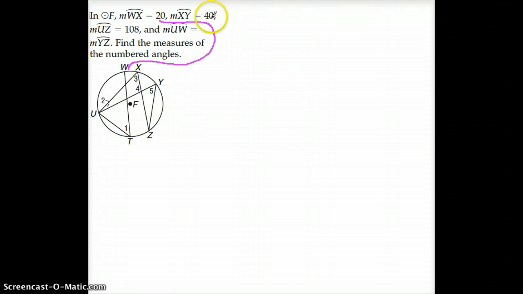Then XY, that's 40. So that's going to be right there. UZ, this whole thing UZ here, I'll outline that so we know it's the whole thing, UZ is 108. You'll have to forgive my terrible handwriting as I get used to this thing. And it says the measure of arc UW is equal to the measure of arc YZ. So we know that if they have the same measure, they are congruent.